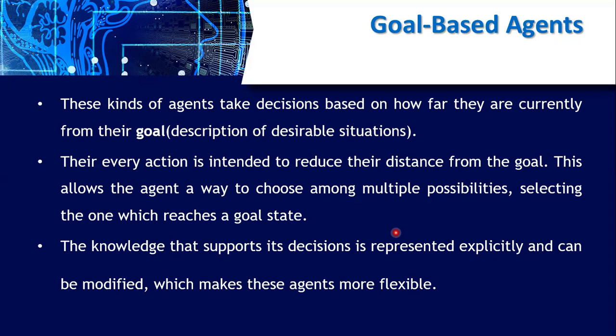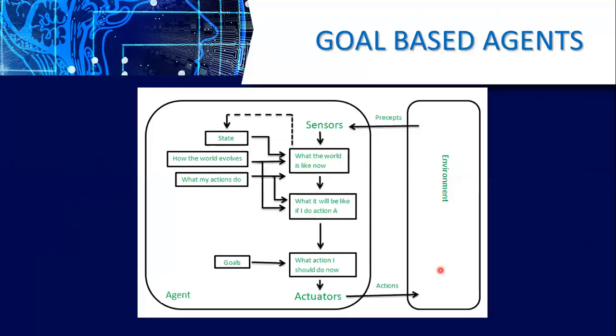The knowledge that supports this decision is represented explicitly and can be modified, which makes these agents more flexible. So it states how the world evolves, what my actions do, what the world is like now, based on the sensor data it perceives.